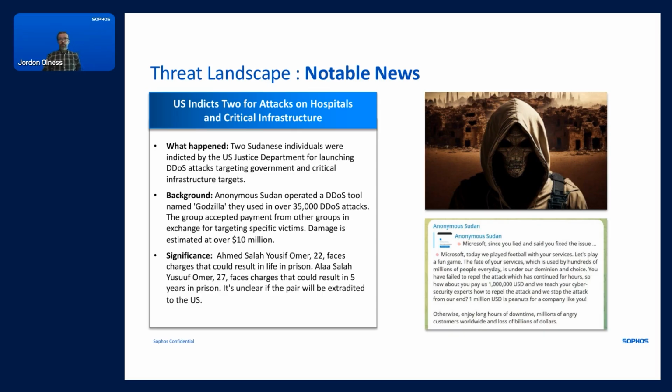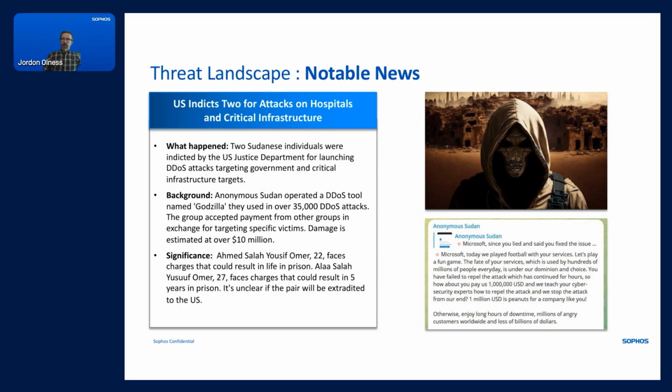2 Sudanese individuals have been indicted by the US. First, Ahmed, 22, faces charges that could result in life in prison. Apparently, his older brother, Alaa, 27, faced charges that could result in up to 5 years in prison. Even though these individuals have been named and it's more difficult for them to travel internationally now with these charges, it's still unclear whether they're going to be extradited to the States to actually face charges. So interesting development, hopefully some more to come out of that.